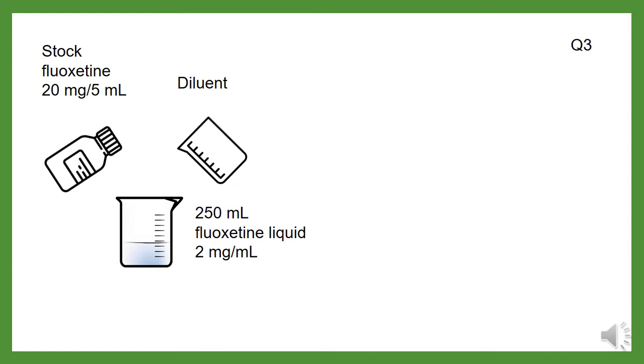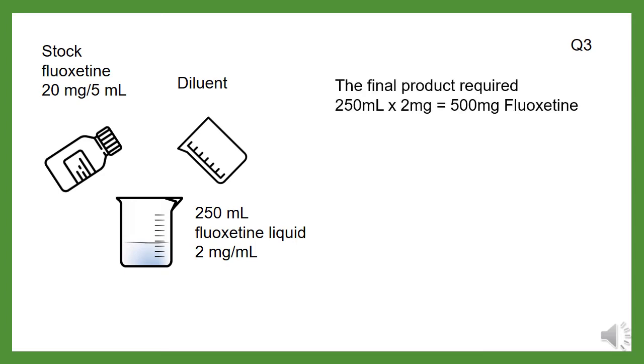Over here, you have a stock fluoxetine of 20 mg per 5 ml. We have to dilute it so that you can achieve 250 ml of 2 mg per ml. So we have to calculate how much fluoxetine is actually required for the final product. In 250 ml, we multiply by 2 mg. So we know that in the final amount, you must have 500 mg of fluoxetine.